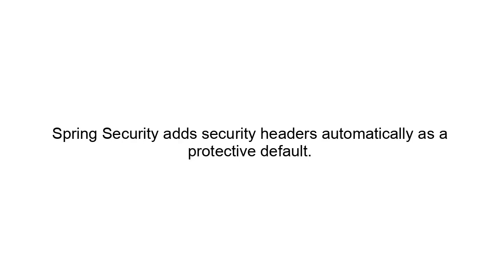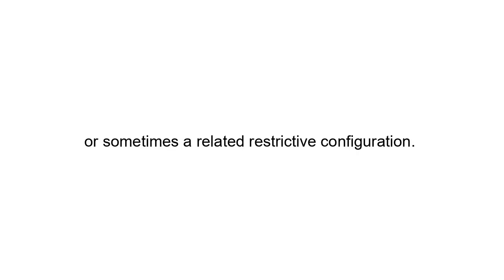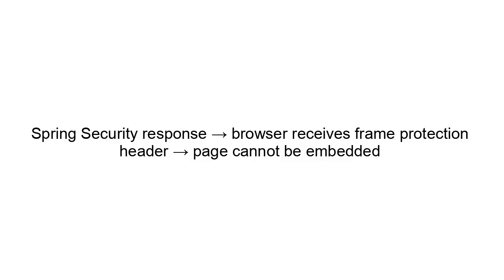Why does Spring Security add X-Frame-Options? Spring Security adds security headers automatically as a protective default. X-Frame-Options is one of them. In many cases, Spring Security sends X-Frame-Options DENY, or sometimes a related restrictive configuration. Example concept: Spring Security response means the browser receives the frame protection header, which means the page cannot be embedded. This is done to improve security by default.